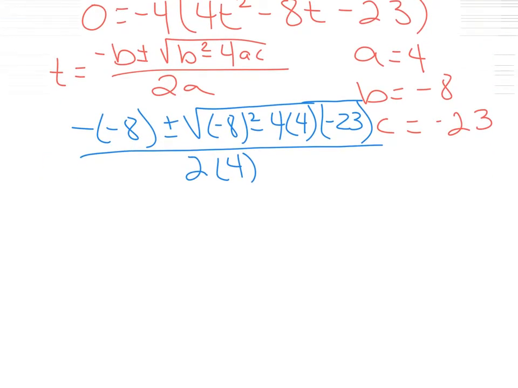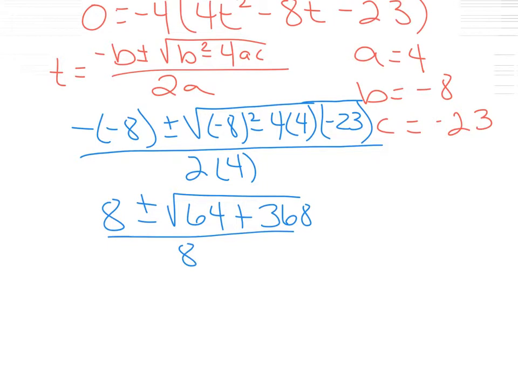Now just simplifying. Those double negatives there simplify to make a +8. -8 squared is 64. And then we look at these signs to see if this is going to be a plus or a minus here. Negative times positive times negative makes positive. So this will be plus 4 times 4 is 16. 16 times 23 is 368. You can use your calculator for that. Over 8. So 8 plus minus the square root of 432 over 8.